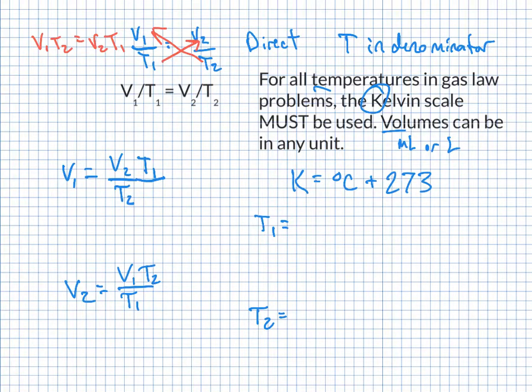So if I want T1, then I need to get rid of V2, which is multiplied, so I'm going to divide it. So that means I take my V1 and T2, and the thing I needed to get rid of was the V2, which is divided by. Likewise, if I need to isolate T2, I have to get rid of V1. So I would have my V2 T1, and I would need to put it over the V1.